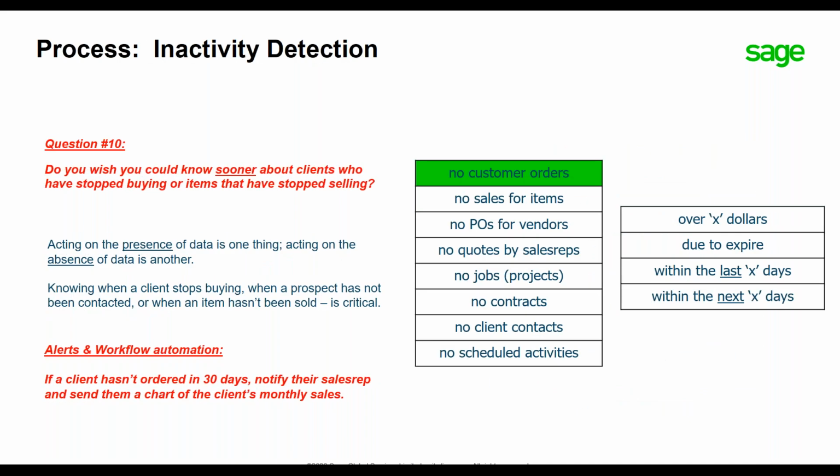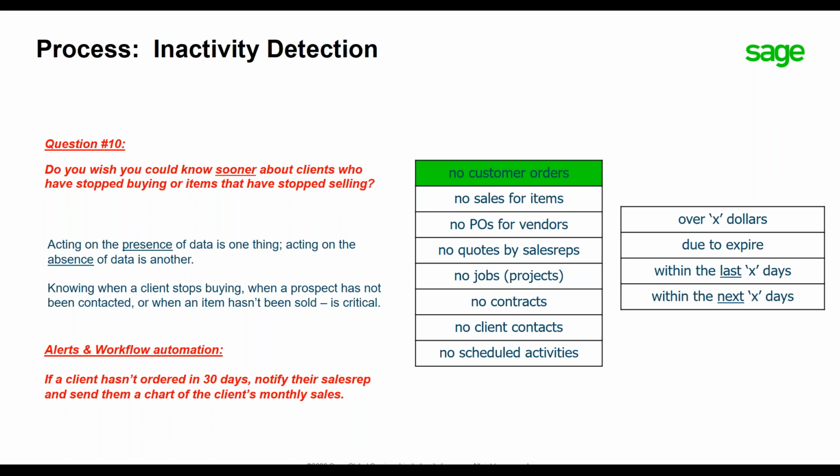And then inactivity detection. We use this a lot in our own organization. What's missing from the order? If something's changed, is a date expired? Has a quote aged too long? Has a price change been put in effect that hasn't been reflected on the quotes? Anything that's changed within your organization, we're looking for those things.